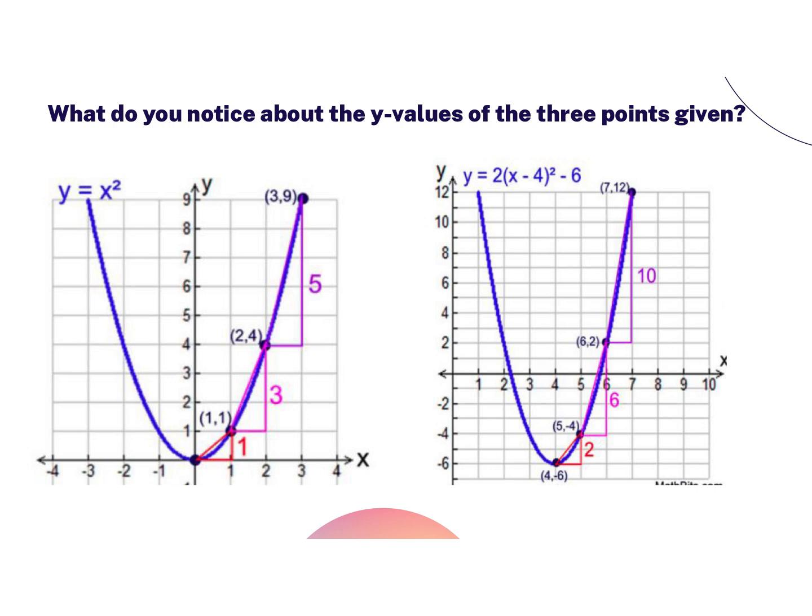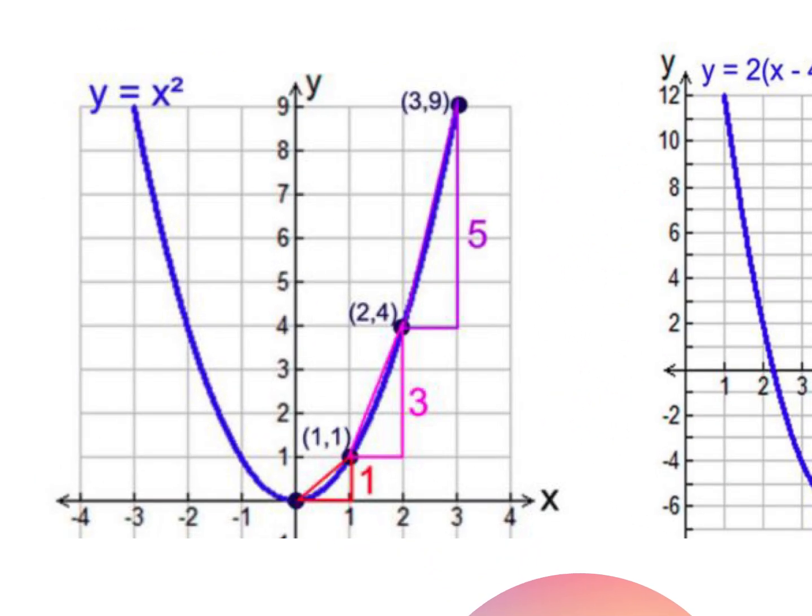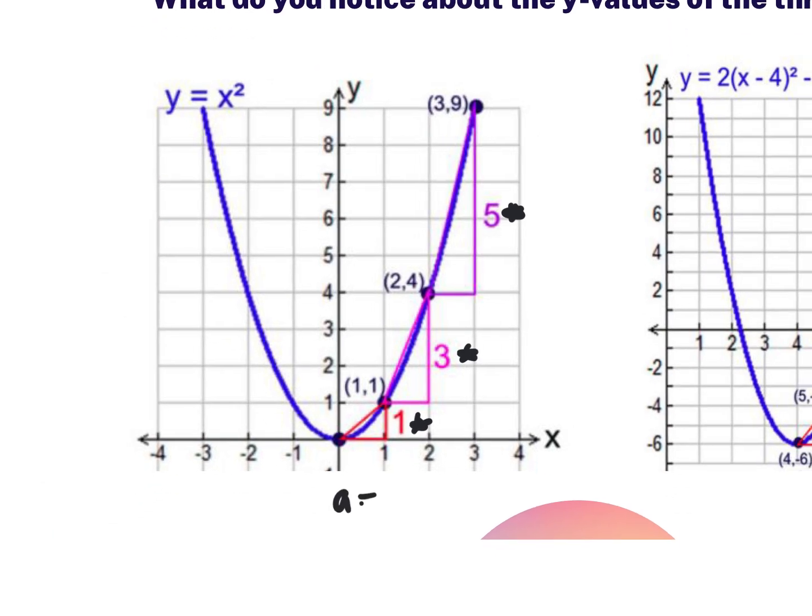Looking at these two graphs, the thing I notice about the 3 points given on the first graph is that my 3 points have a distance of 1, then 3, then 5. There are no perfect points between these 3 points. Therefore, I know that my a-value is 1. The number I would multiply by 1, 3, and 5 to get to 1, 3, and 5 is 1.